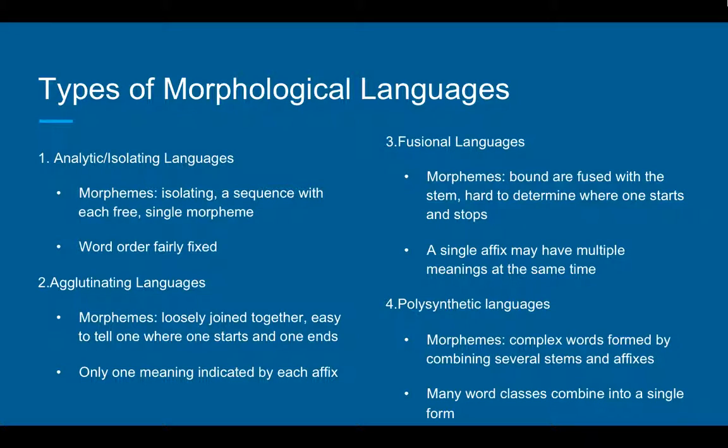Polysynthetic is our final language type, and the words are complex, formed by combining several stems and affixes, with many word classes combined in a single form.